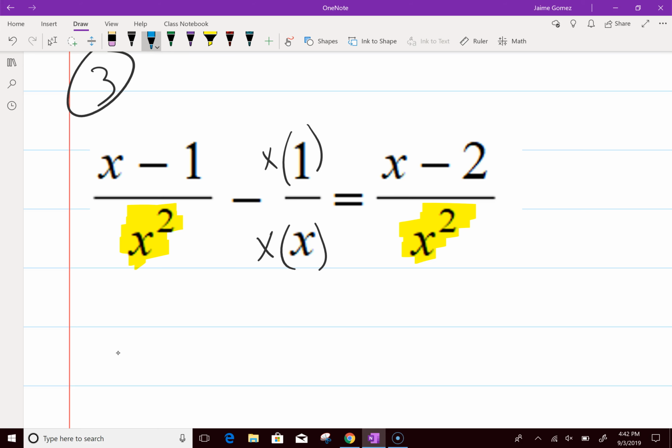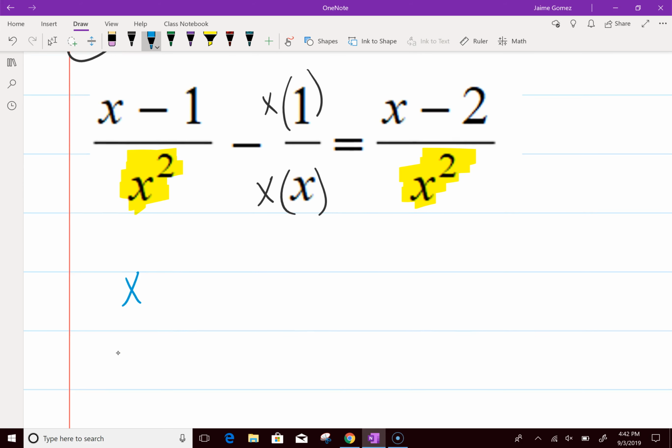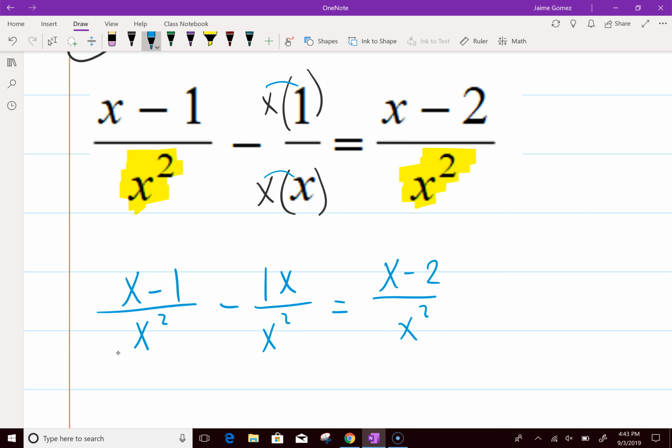Did we do anything to these equations here? On the left, no. So it will stay x minus 1 over x squared. Don't forget the minus sign. Minus x times 1, well that's just 1x, over x times x, that's x squared, equals, did I do anything to here? No, so it will just stay x minus 2 over x squared.